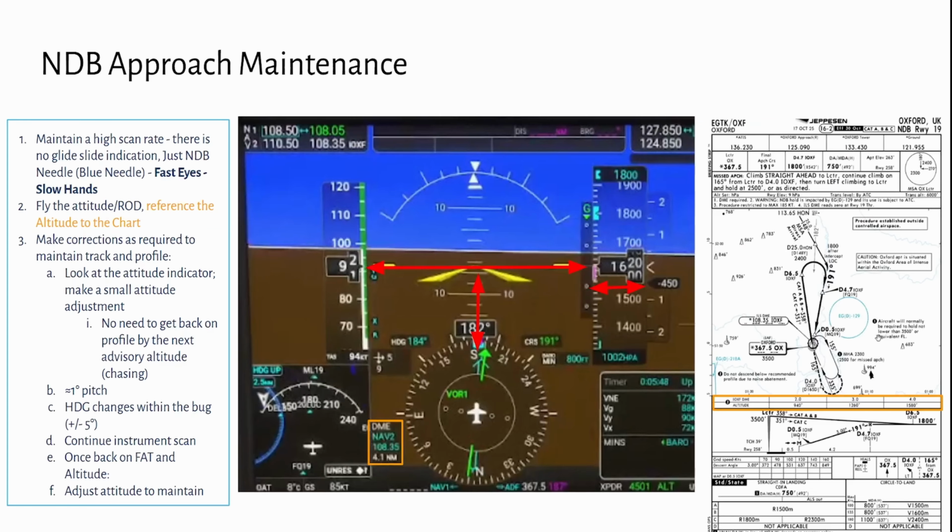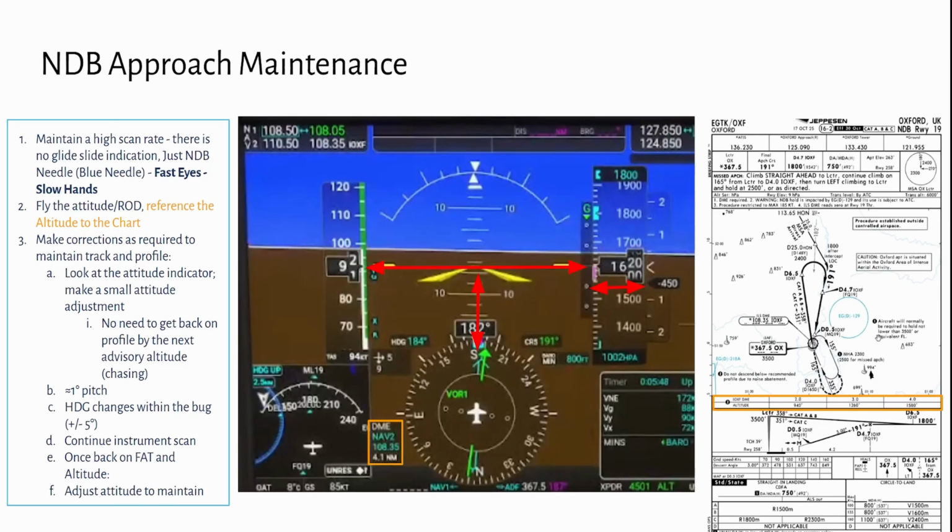So the NDB approach maintenance. We want to maintain a high scan rate along with all our IFR approaches. As I said earlier, there's no glide slope indication. It's just an NDB needle, which is the blue needle you can see on the PFD by the course indicator. So we want to keep our fast eyes, slow hands, and very small corrections.